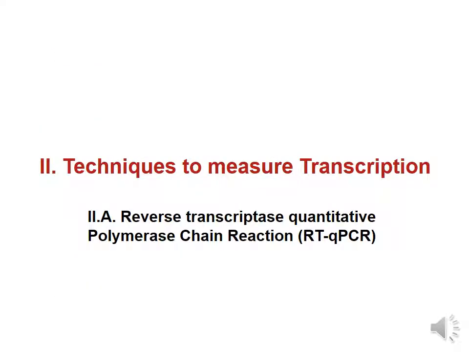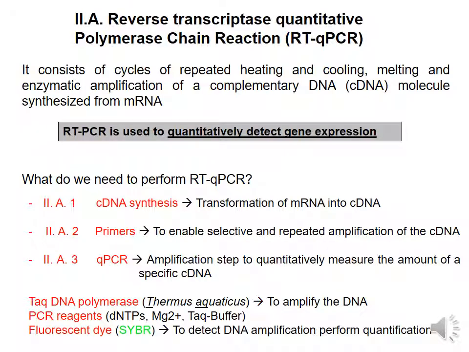This technique is called reverse transcriptase-quantitative polymerase chain reaction, commonly known as RT-qPCR. RT-qPCR consists of cycles of repeated heating and cooling, melting and enzymatic amplification of a complementary DNA molecule, or cDNA, that is synthesized from messenger RNA. RT-qPCR is used to quantitatively detect gene expression.